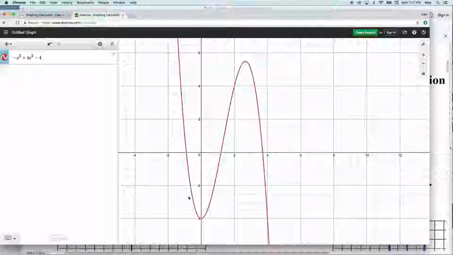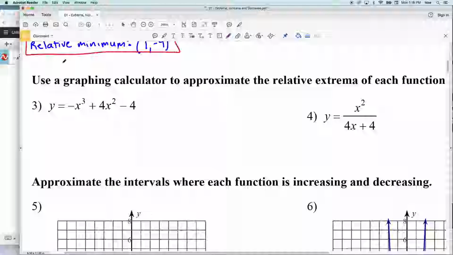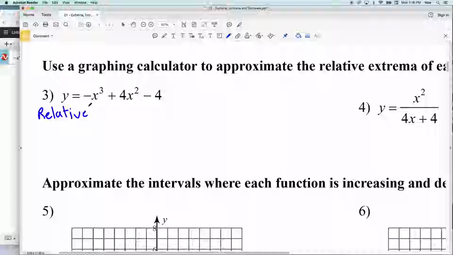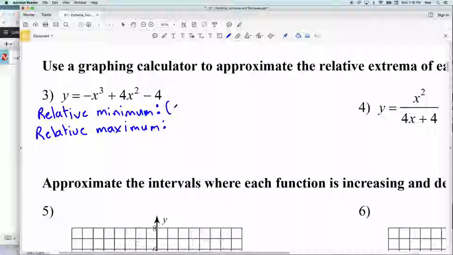Looking at the graph, (0, -4) is a relative minimum because the function decreases until it hits that point, and then it turns and starts to increase again. So that is the minimum, and then the relative maximum is (2.7, 5.5), because the function is increasing to a certain height, and then it changes and starts to decrease. So again, for number 3, we have a relative minimum of (0, -4) and a relative maximum of (2.7, 5.5).